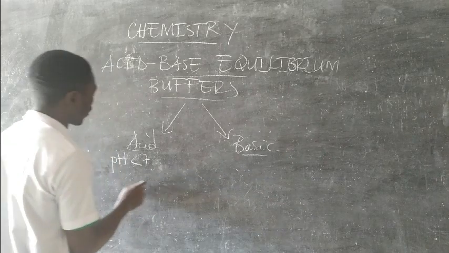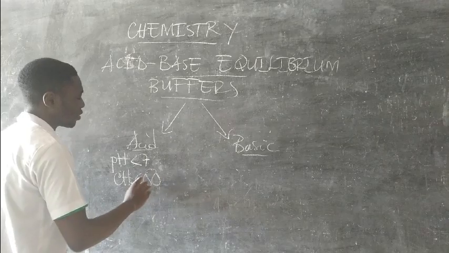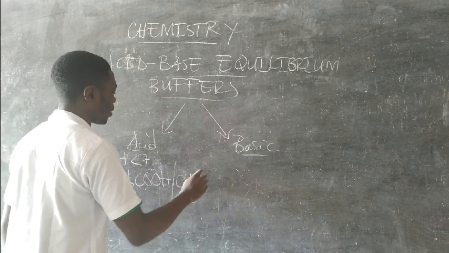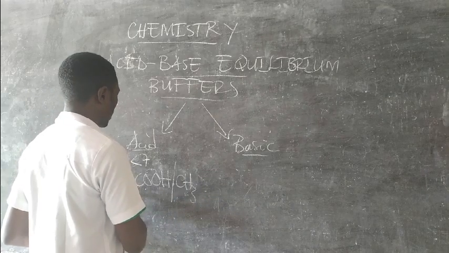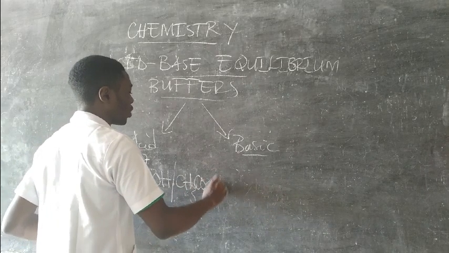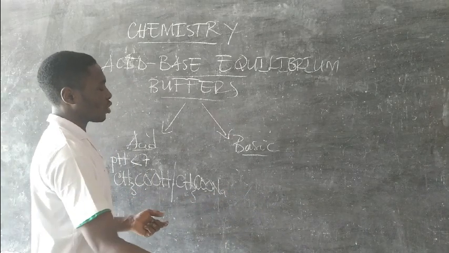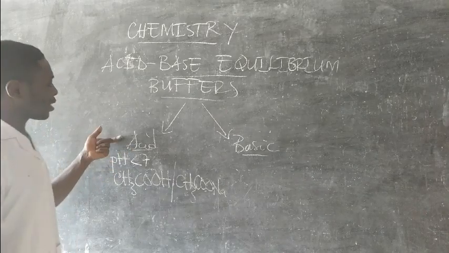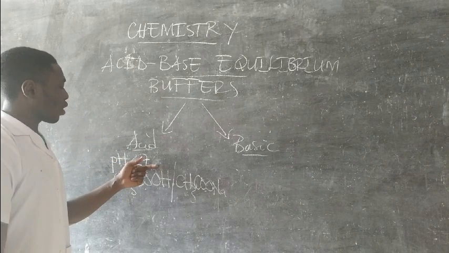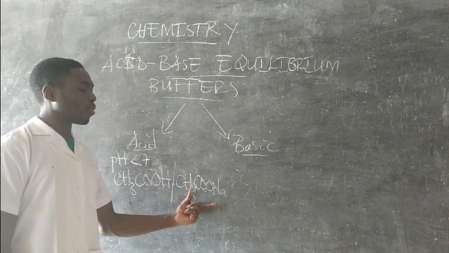They consist of a solution of a weak acid and the salt of that weak acid formed from a strong base. An example is CH3COOH, that's ethanoic acid, and sodium ethanoate. You see, the sodium ethanoate is formed from a combination of ethanoic acid and sodium hydroxide, which is a strong base. So an acid buffer is a buffer solution with pH less than 7, formed from a solution of a weak acid and the salt of that weak acid formed from a strong base.